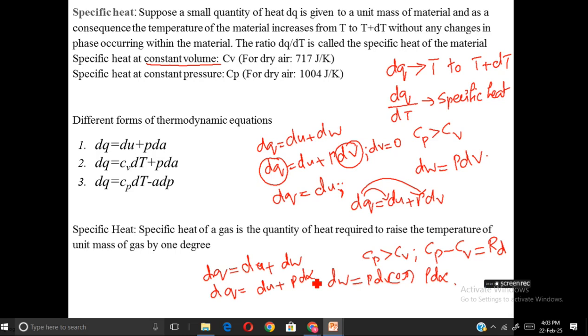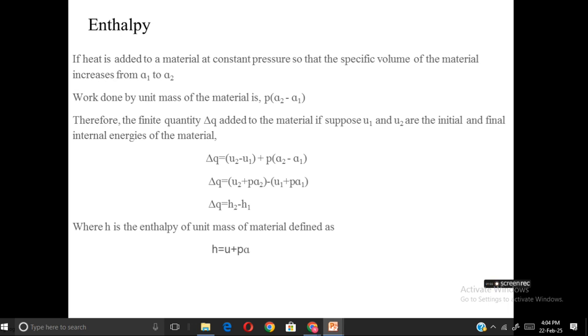That's what specific heat basically tells us. The specific heat of the gas is the quantity of heat required to raise the temperature of unit mass of gas by 1 degree. We want to get the increase in temperature by 1 degree. How much heat should we supply to the system? That's what specific heat basically tells you. I think you now know what specific heat is.